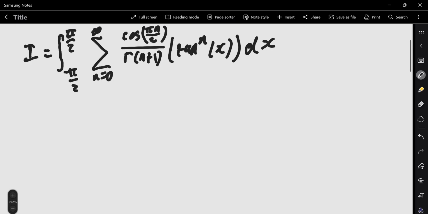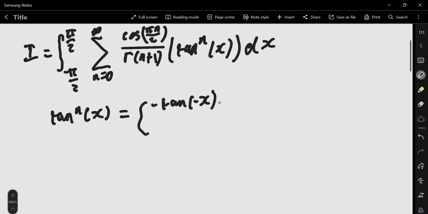So now what happens? This is again something I didn't really explain in my notes. The key observation is parity. The odd powers of a tangent are odd functions, and even powers are even functions. So for tan to the n of x, I'm not very good at explaining this, it is minus tan if n is odd, and tan of minus x if even.